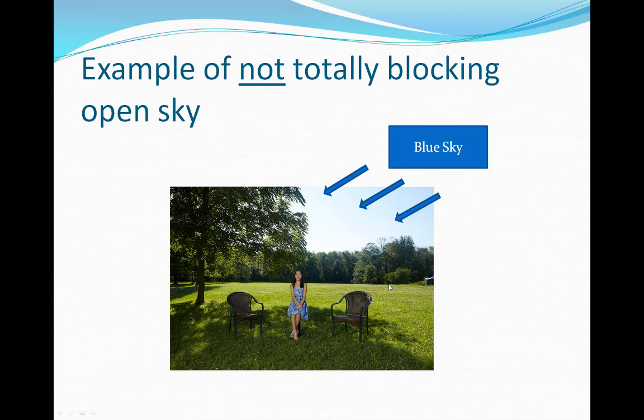Here is an example of not totally blocking open sky, and this is one of my examples that I learned the hard way. As you can see here, I actually did a picture of 10 people, but this is just my setup, because here's the chairs, and this little girl's in the shade of the tree, but she's not under the tree. And see, then you got all this blue sky coming into the shade. Okay?